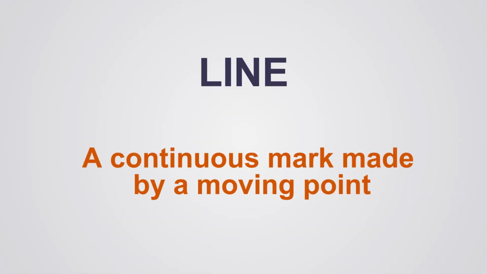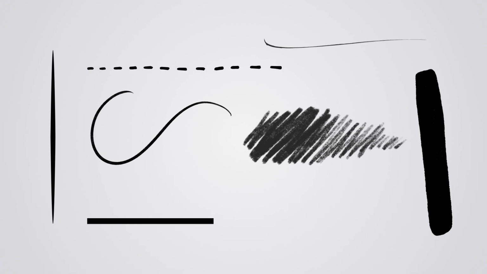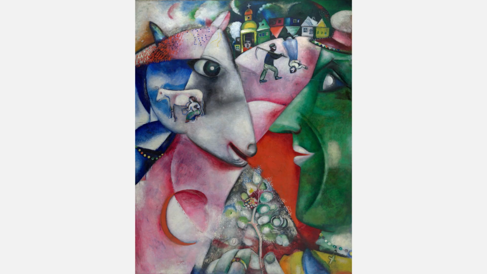First one is line. A line is simply a continuous mark made by a moving point. It is the most basic of all the elements and usually the starting place for creating art. Lines can be vertical, horizontal, diagonal, curved, thick, thin, broken, or even implied. They help guide the viewer's eye and they bring energy into a piece.